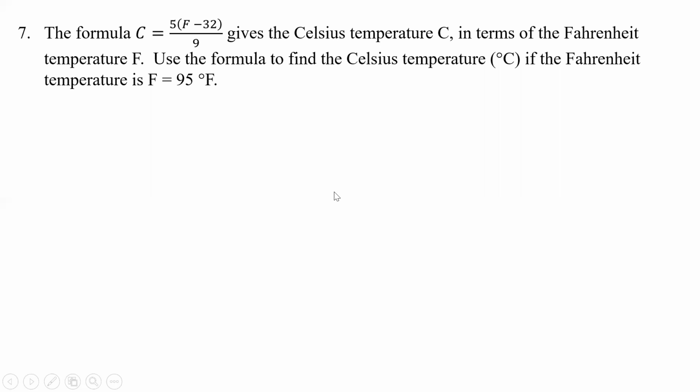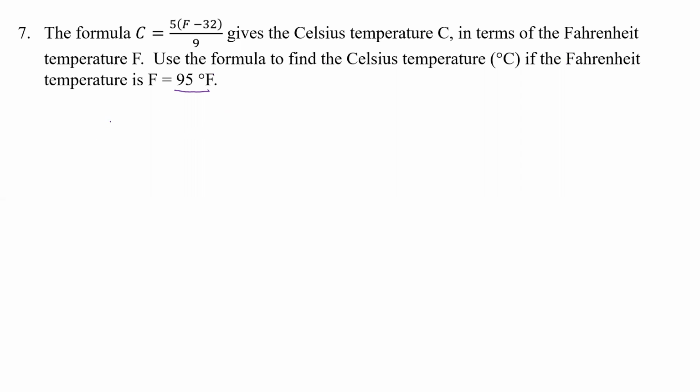All right, so here we have the formula. C, which is for degrees Celsius, is equal to 5 times the degrees Fahrenheit minus 32, divided by 9. And so they give us the formula for the degrees Celsius, and we have to plug in F, because they tell us what our degrees F is. So that gives us a Celsius temperature, C, in terms of the Fahrenheit temperature, F. Now use that formula to find the Celsius temperature if the Fahrenheit temperature is 95 degrees Fahrenheit.